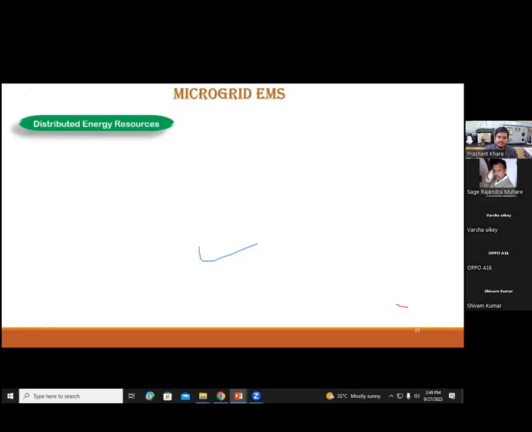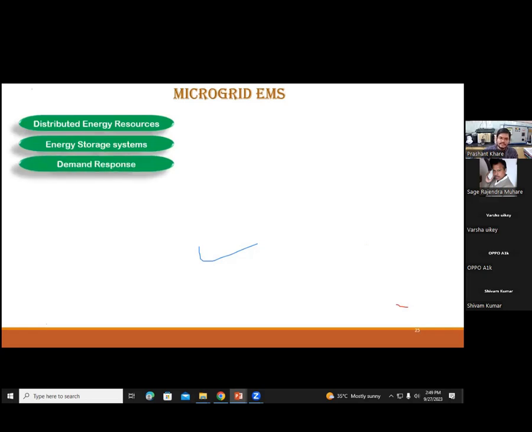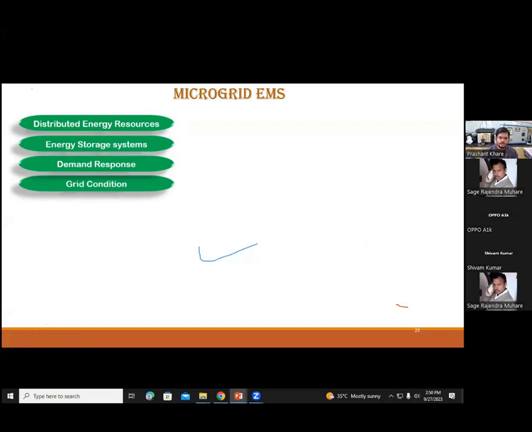So what do we have? We have distributed energy resources. We have energy storage systems. We have demand response. Demand response means the load that is connected. Then the condition of the grid, whether you are connected to the grid or not connected to the grid.